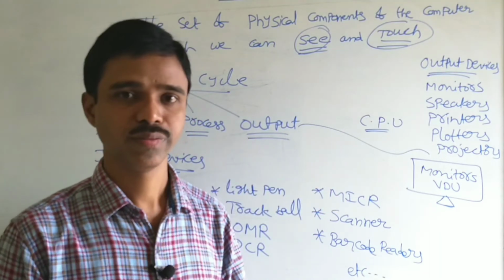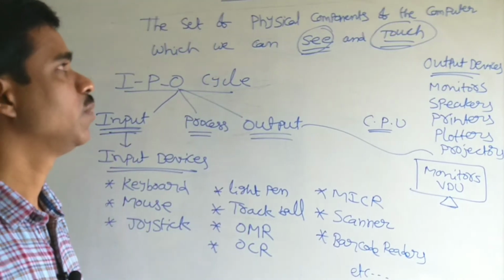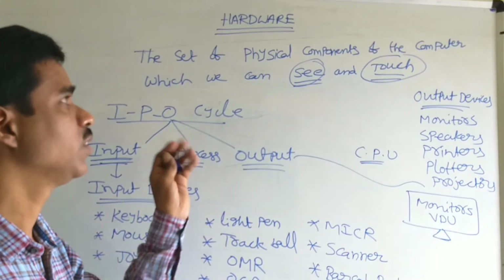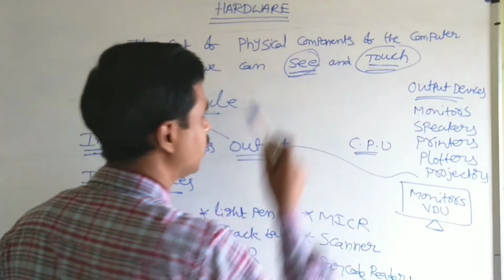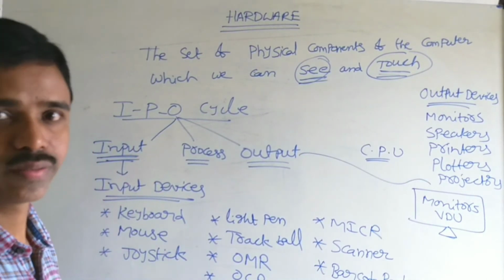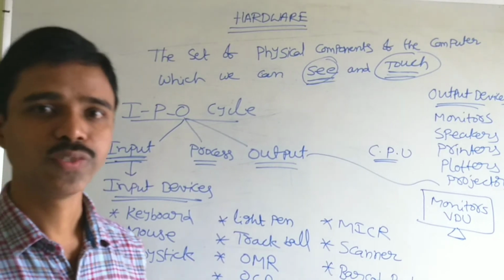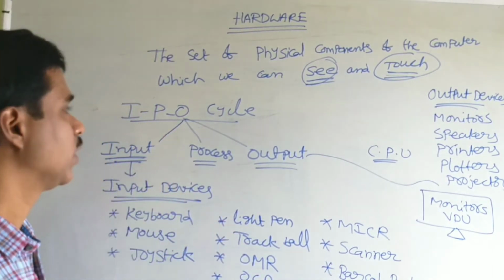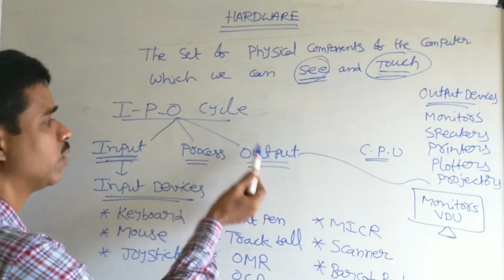Coming to the conclusion, what is hardware? The set of physical components of the computer, what we can see and touch, is called hardware. Every task given to the computer follows an IPO cycle, to display the final results on the output screen. IPO cycle means input, process, output.